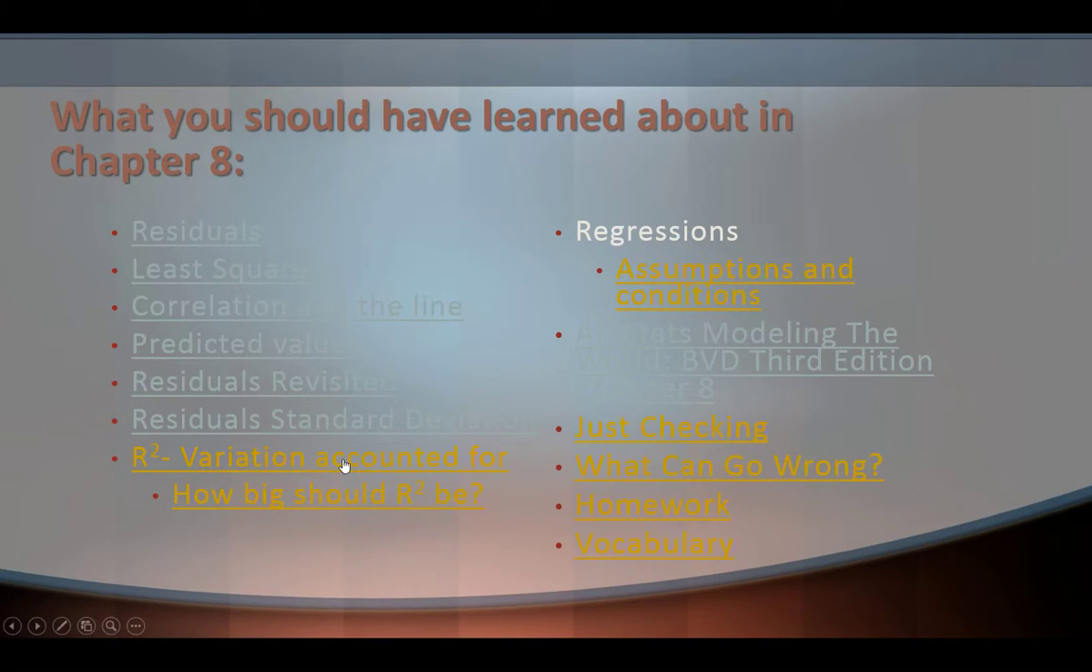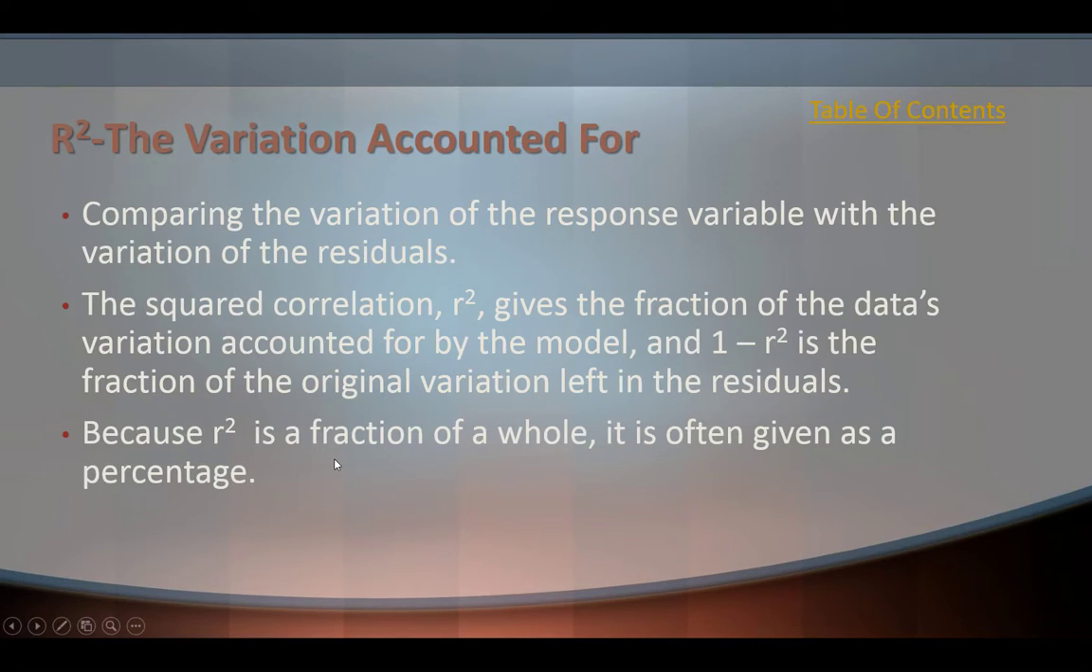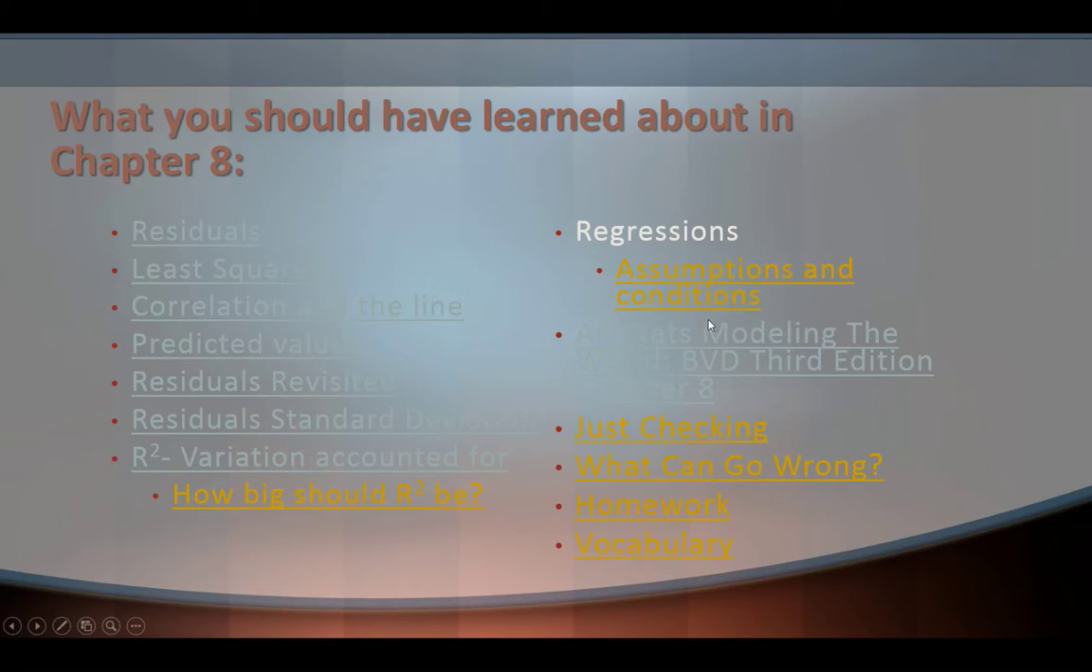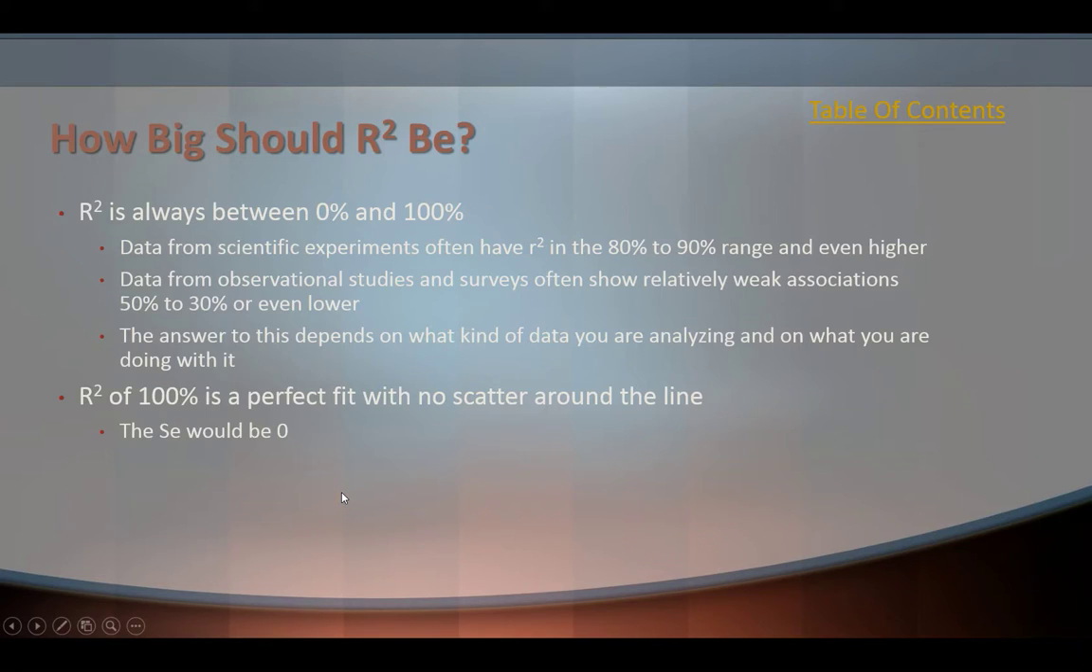So R squared, variation accounted for. How big should the R squared be? Comparing the variation of a response variable with the variation of residuals, the squared correlation, R squared, that's a little r, gives the fraction of the data's variation accounted for by the model, and 1 minus r squared is the fraction of the original variation left in the residuals. Because r squared is a fraction of a whole, it is often given as a percentage, and you'll see this a lot throughout the book also.